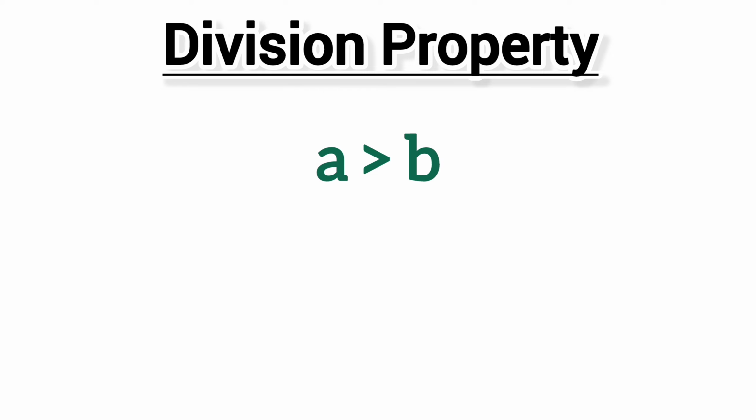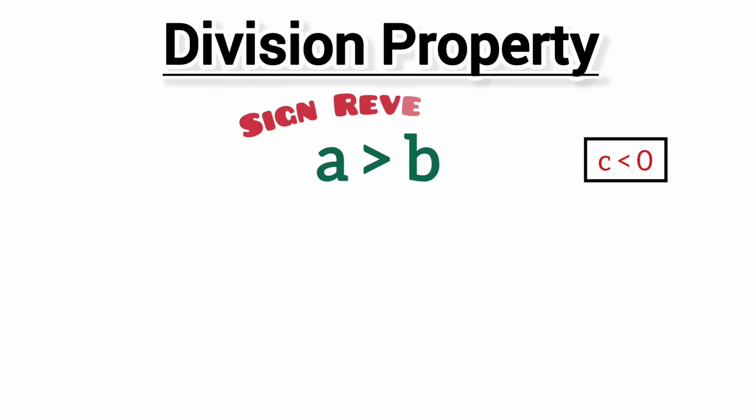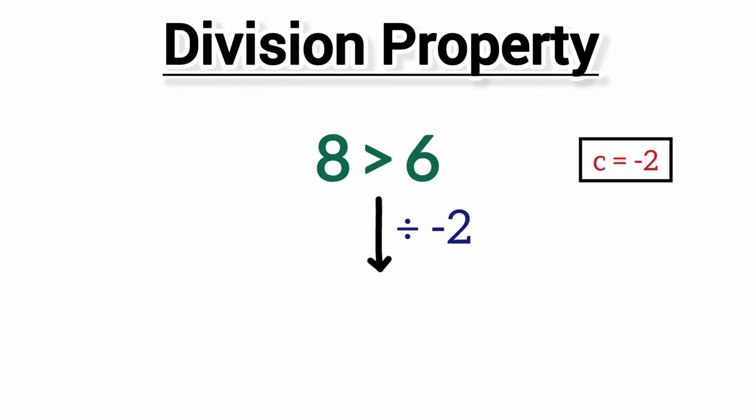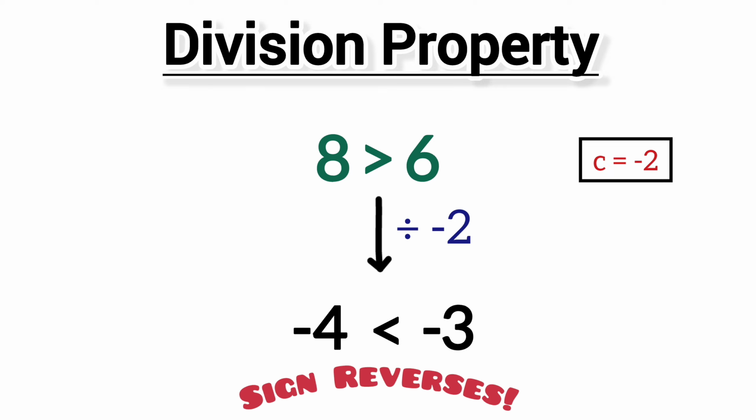And if we divide both sides by a negative number, similar to the multiplication property, the sign here also reverses. So if c is less than 0, a by c will become less than b by c. We know that 8 is greater than 6. Taking c as minus 2, 8 upon minus 2 becomes minus 4, 6 upon minus 2, minus 3. Clearly, minus 3 is greater than minus 4, and here also the sign reverses.